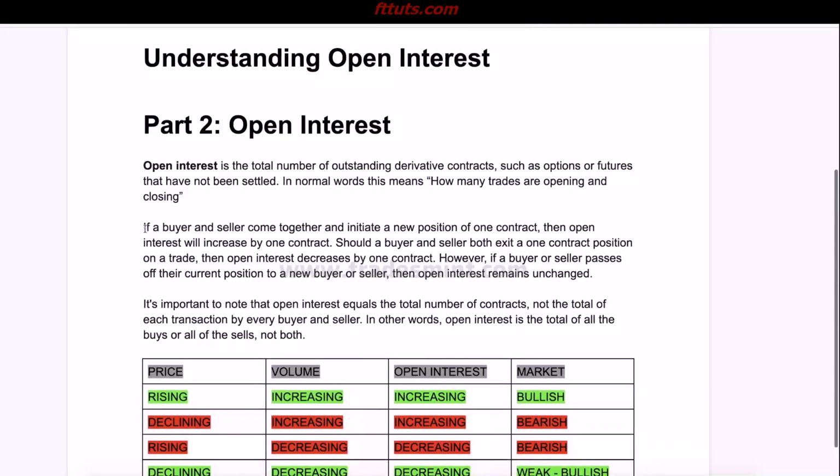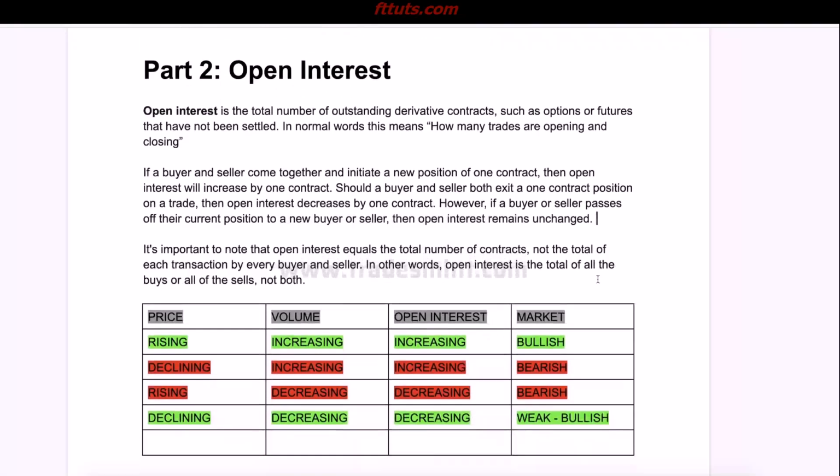For more technical language, if a buyer and a seller come together and initiate a new position of one contract, open interest will increase by one contract. If the buyer and the seller both exit a one contract position on a trade, then open interest decreases by one contract. However, if a buyer or a seller passes off their current position to a new buyer or seller, then open interest remains the same. So if I close a long, but somebody else opens a long for one contract, open interest will stay the same.